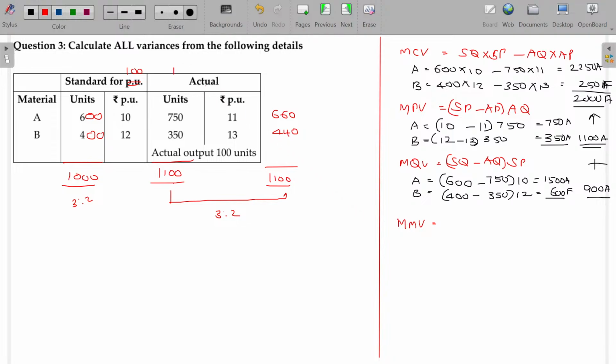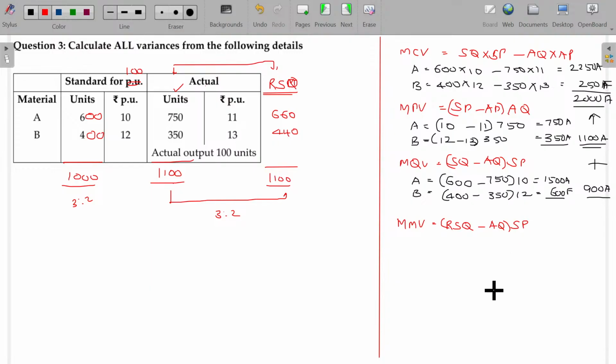Material mix variance will be compared between these two. That's all. This will be named as revised standard mix or revised standard quantity, RSQ. I am introducing a new term here called RSQ. So in this case, I am going to compare the actual quantity with the revised standard quantity. Okay, clear? Actual quantity and RSQ. Come on, tell me, what's the value you are getting? RSQ minus AQ into standard price.